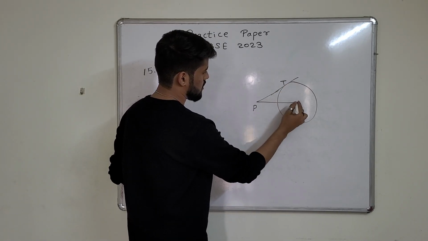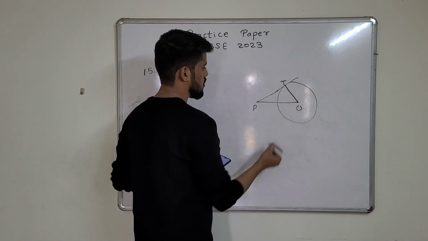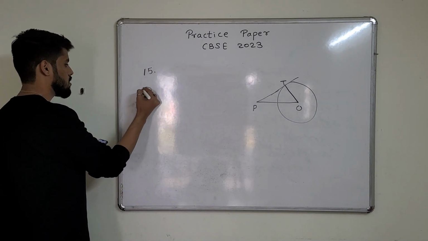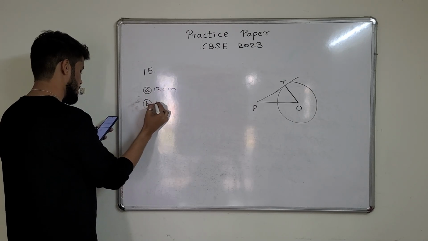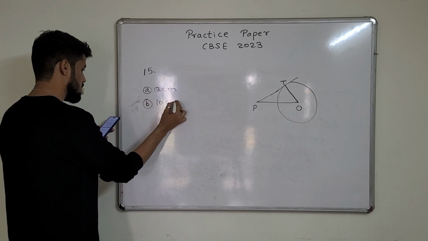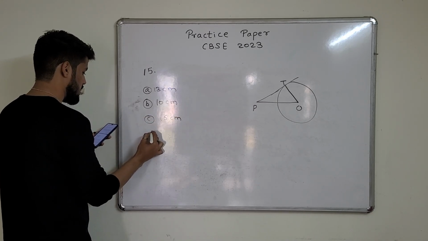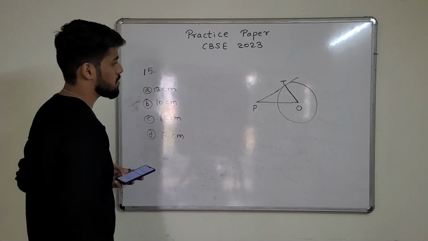We know that first of all, if we just draw the radius, OT is the radius, right? So the options for this question are: option A is 13 centimeter, option B is 10 centimeter, option C is 15 centimeter, and option D is 12 centimeter.